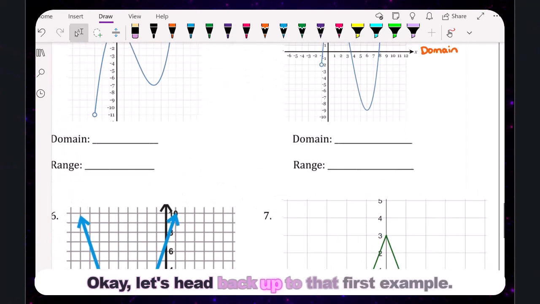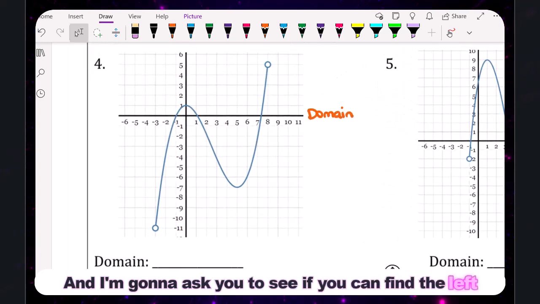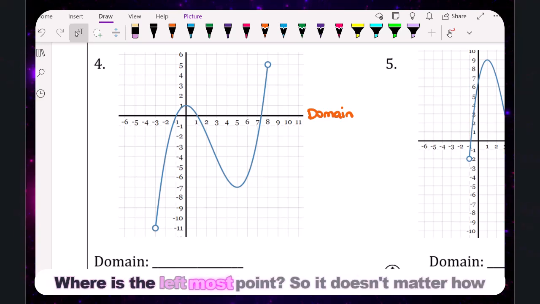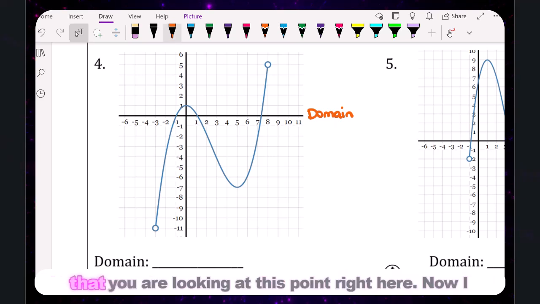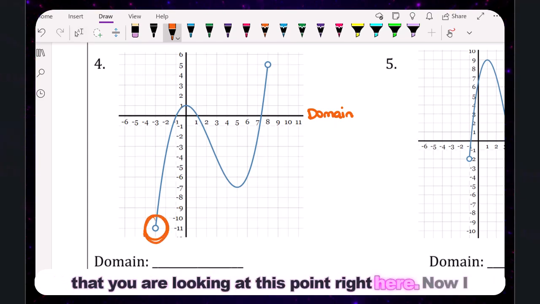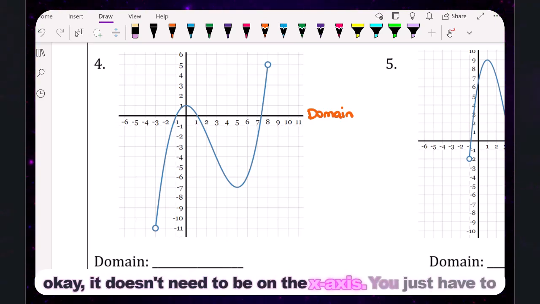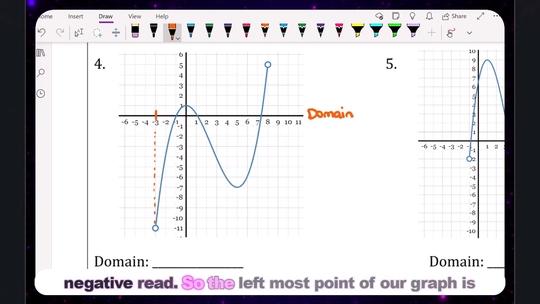Okay, let's head back up to that first example. And I'm going to ask you to see if you can find the leftmost point on this graph. Where is the leftmost point? It doesn't matter how high or how low it goes, leftmost point. And I'm hoping that you are looking at this point right here. Now I understand that that is not on the x-axis, and that's okay. It doesn't need to be on the x-axis. You just have to find where it is on the x-axis. So it looks like it is at -3. So the leftmost point of our graph is -3.